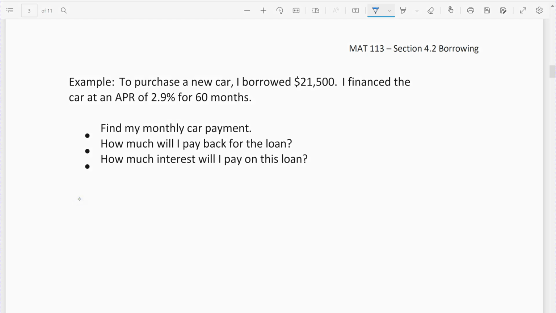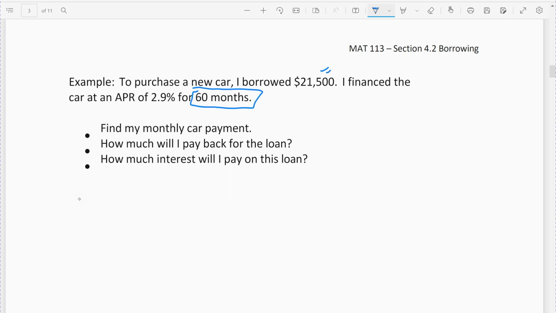Alright, so practicing finding the monthly payment, figuring out how much you pay and how much interest you have. So more applications of the installment loan types. Alright, so in this example, we have borrowed $21,500. We're going to pay, and this is a fairly low percentage, 2.49 for 60 months. So this time we're given the months.